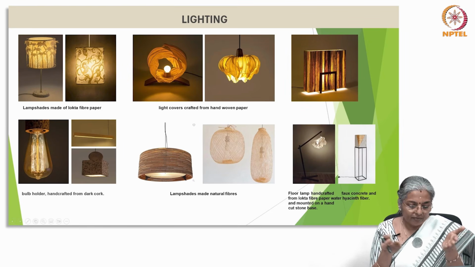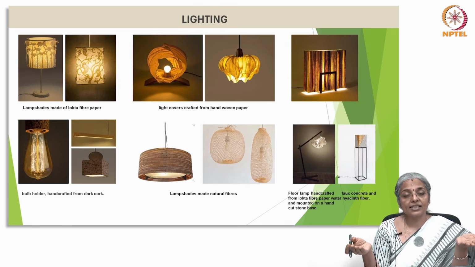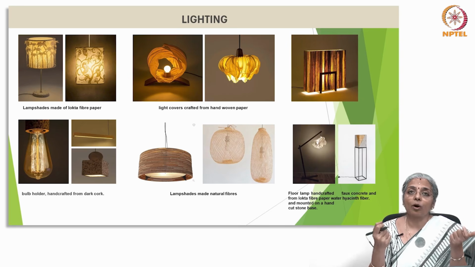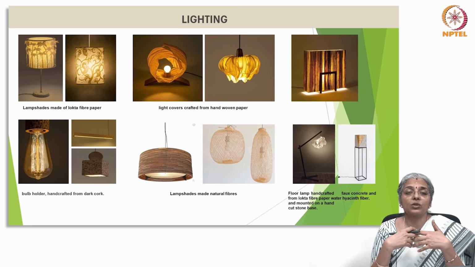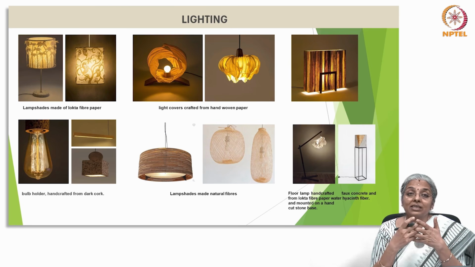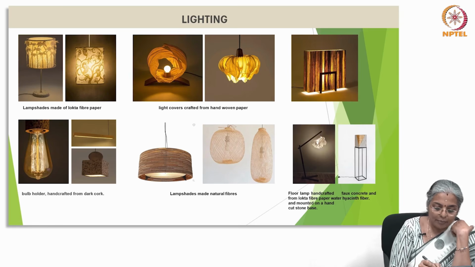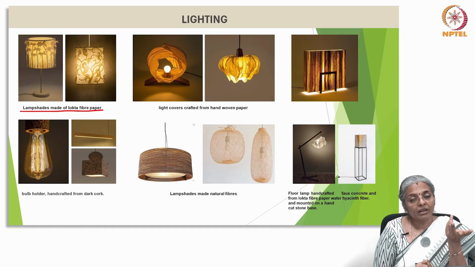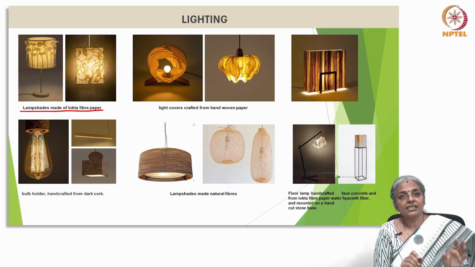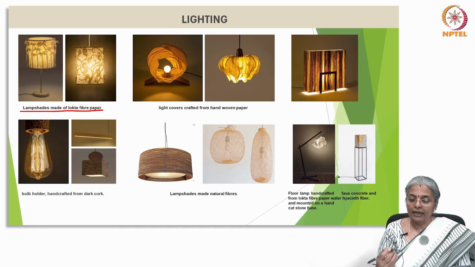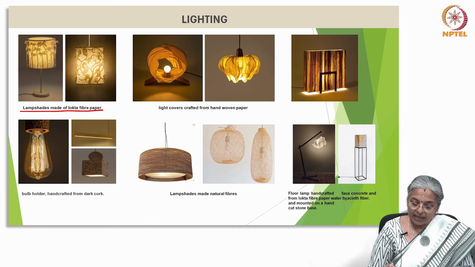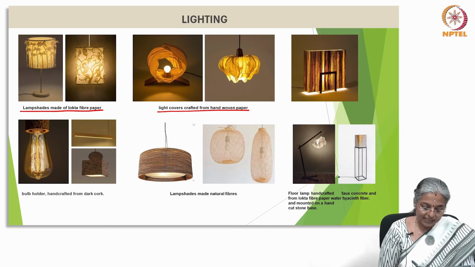And then there are various types of lighting accessories which can be made from sustainable products, or biodegradable products, or products which are safe for the environment. For example, we can have lampshades made of lokta fiber paper. We know fiber is something that can easily go back to the soil. It can be decomposed. We have light covers crafted from hand woven paper. So, these are just examples.